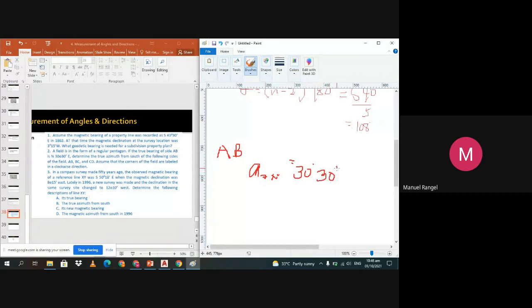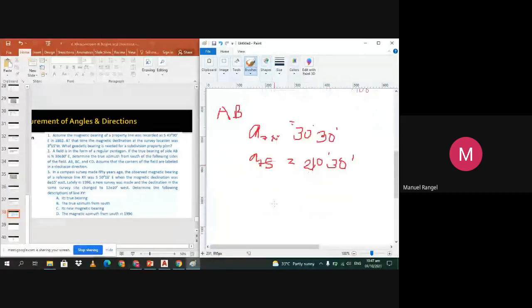30 minutes. So given naman ang iyang bearing, no, of northeast. Then the azimuth from south. So what is its azimuth? So 180 plus 30 degrees, 30 minutes. Azimuth. Oh, kalisod. South is 180 plus 30 to 110. So that is 210 degrees, 30 minutes. That is the true azimuth from south.